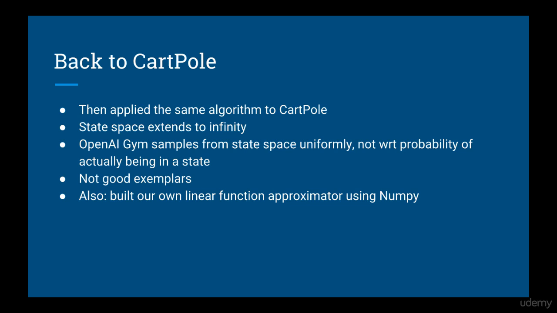We then applied Q-learning with RBF networks to the CartPole task. We saw that we had to make some modifications because CartPole's state space extends to infinity, and OpenAI gym samples uniformly from this state space, without regard to the probability that you'd end up in any particular state. We know that these won't give us good exemplars for our RBFs. In this example, we took the next step and built our own linear function approximator with gradient descent in NumPy.